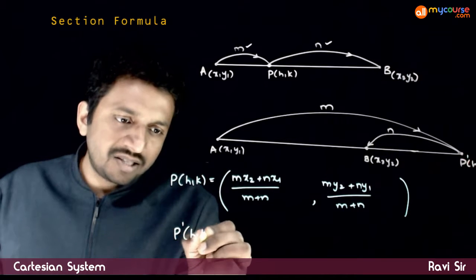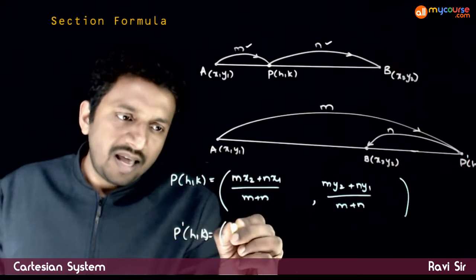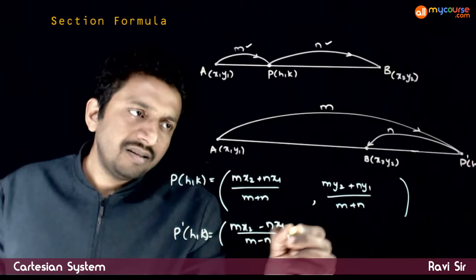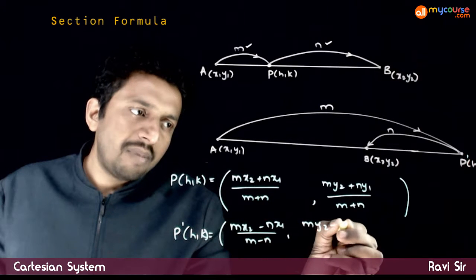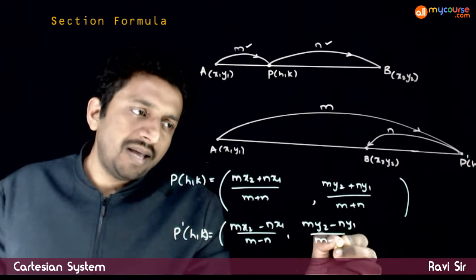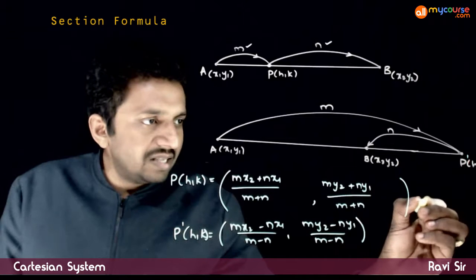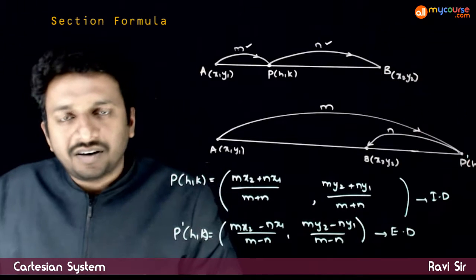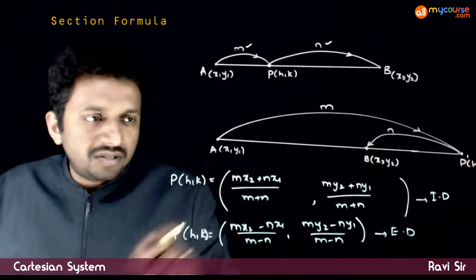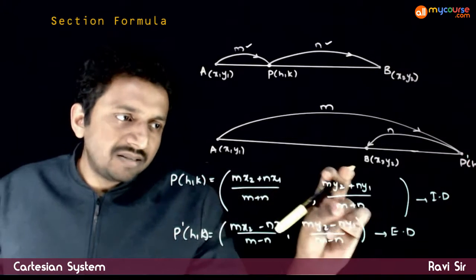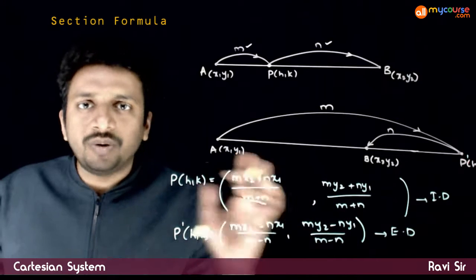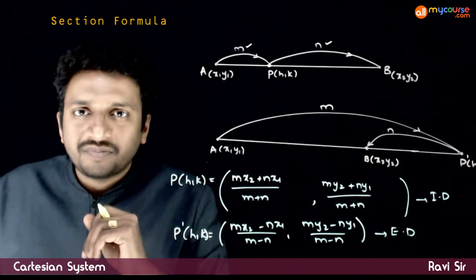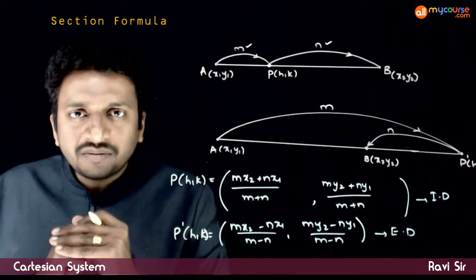So P dash (h, k) is given by ((m x2 minus n x1) by (m minus n), (m y2 minus n y1) by (m minus n)). So this is the formula for internal division, and this is the formula for external division. You just need to replace pluses with minuses both in the numerator and denominator. You need to remember these two formulas. So let us now see an example of these formulas.